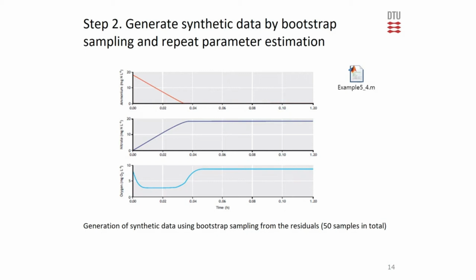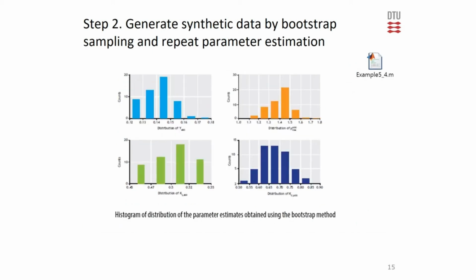These are also implemented in the script file example5_4.m. For each set of synthetic data, a parameter estimation is performed, and the results are recorded for analysis. For the 50 synthetic datasets generated, this means that 50 different estimates of parameters are obtained in this way. These are also implemented in the script file example5_4.m.